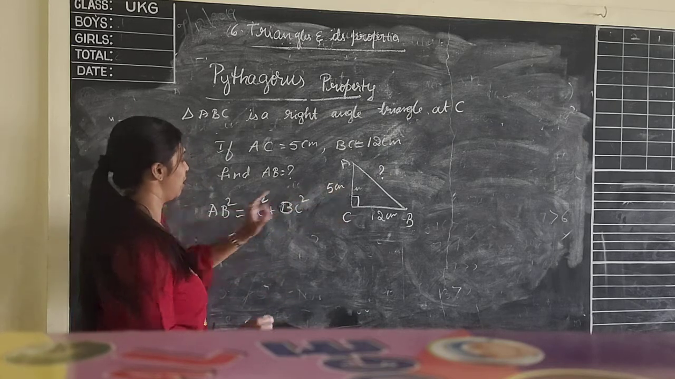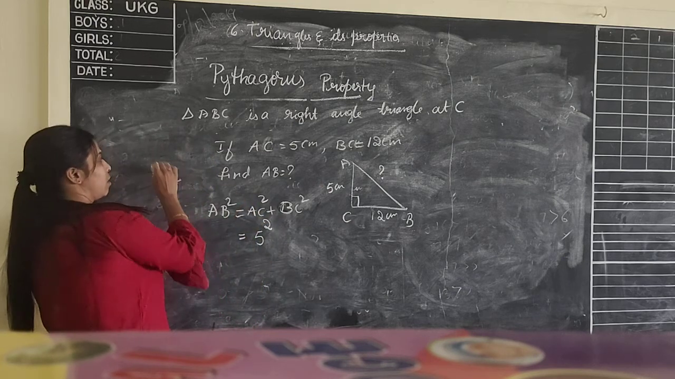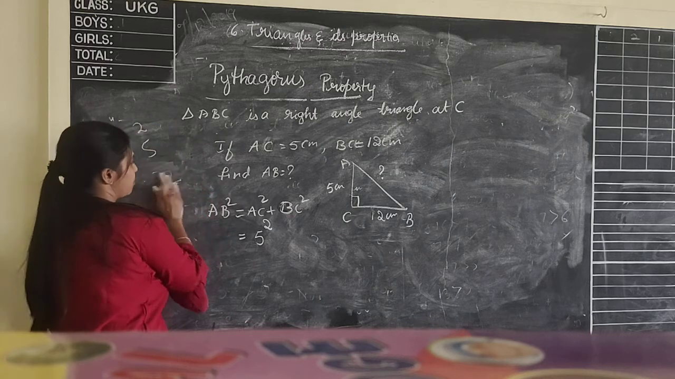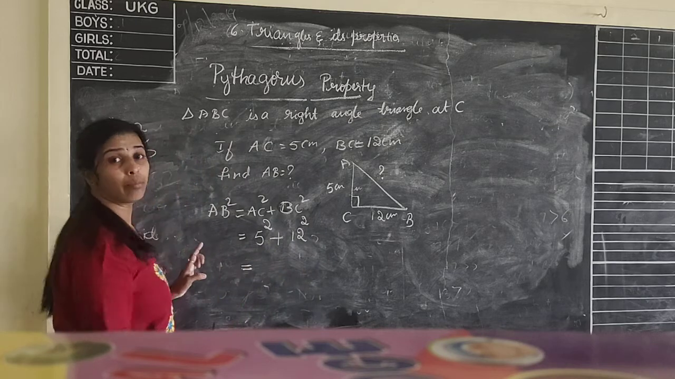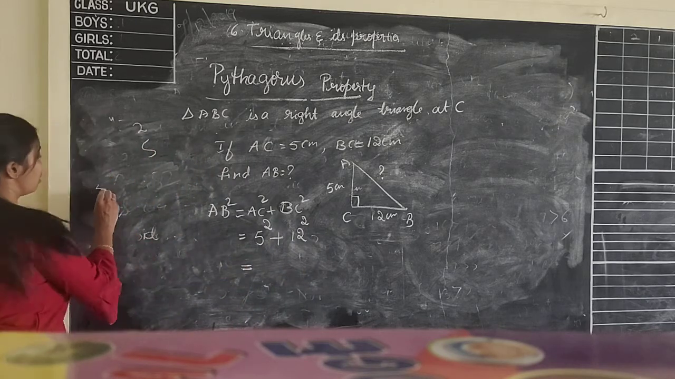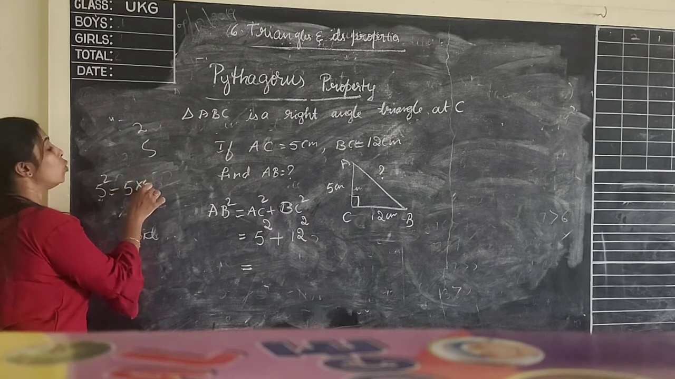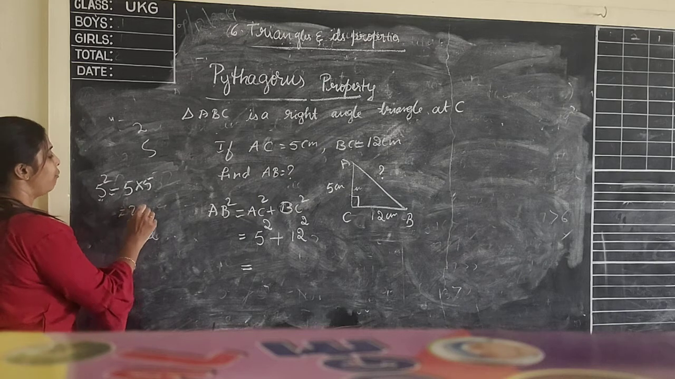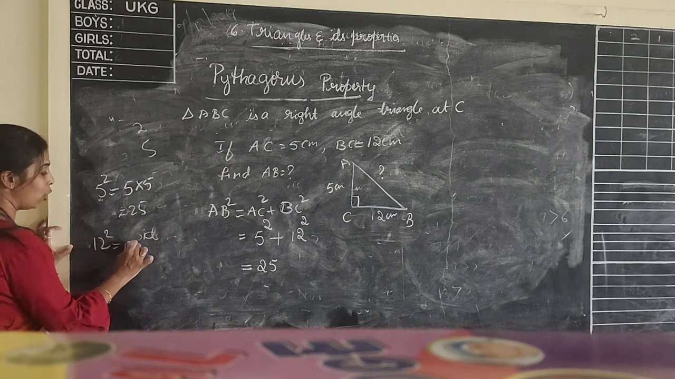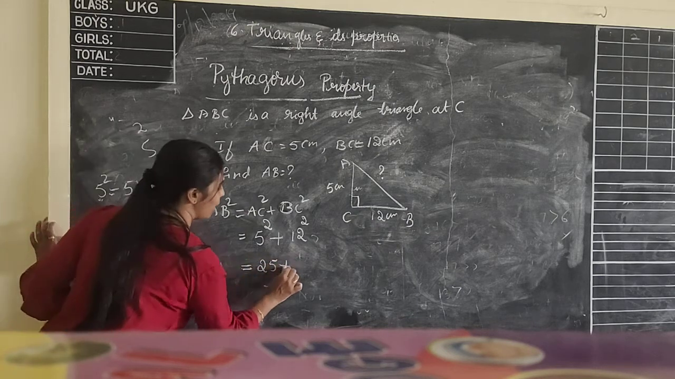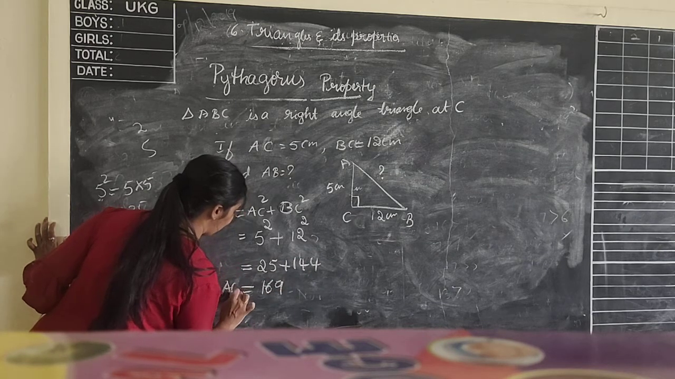AC is given, so AC is 5 square. Square up at the top, don't write it like this. 5 square plus 12 square. Square means this number is the base, 5 you have multiplied 2 times. Square means 25. That is also 12 square, 12 into 12, 144. Add, you get 169.